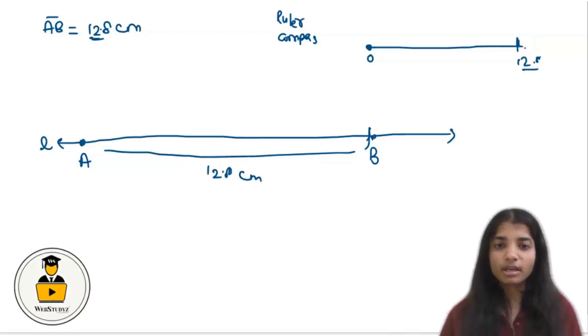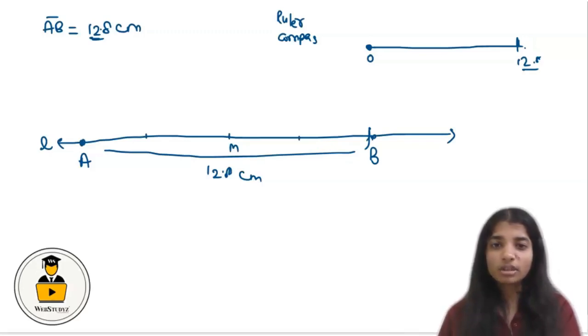Now we have to divide this length AB into 4 equal parts. So what we are going to do is, if we draw the bisector of AB, then AB will be divided into 2 equal parts, and let's say the bisector will be at the point M. Now when we draw the bisector of AM, we get the middle of AM, and when we draw the bisector of BM, we get the middle of BM. So in this way we can say that our line segment is divided into 4 equal parts.